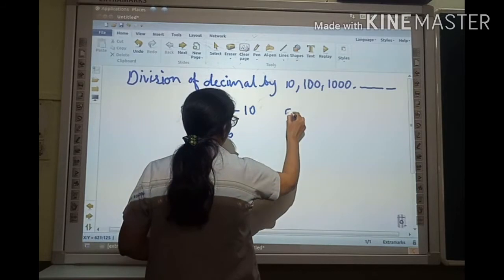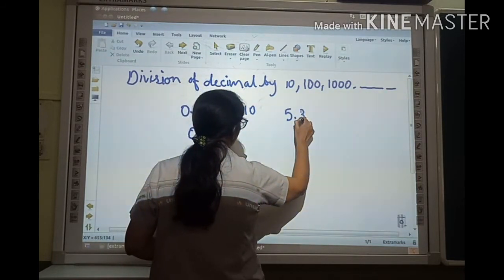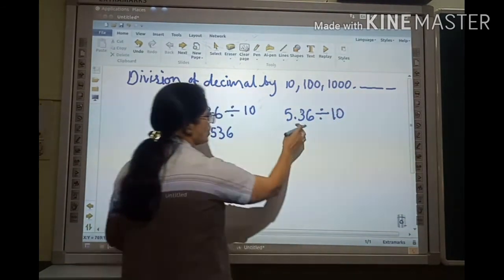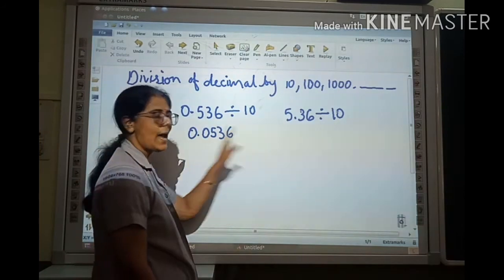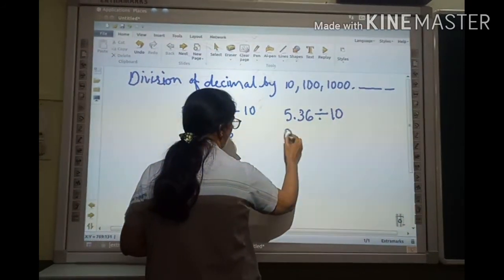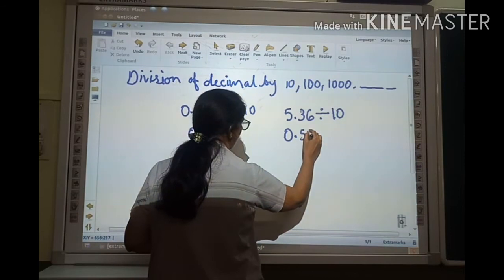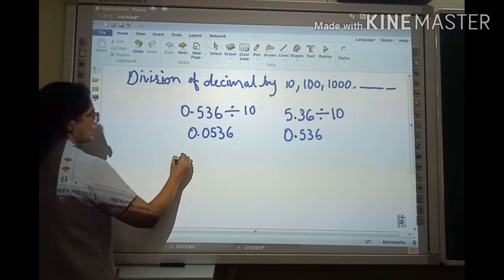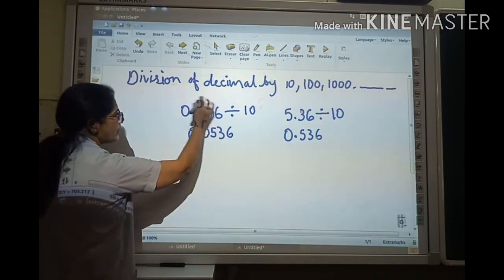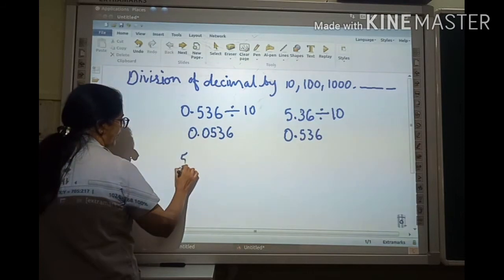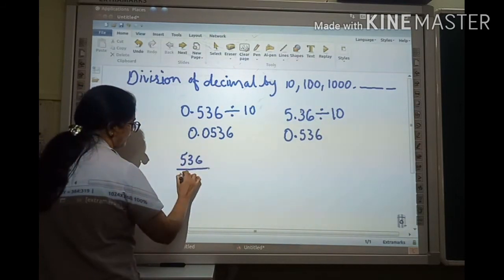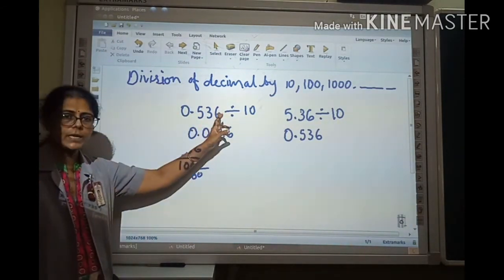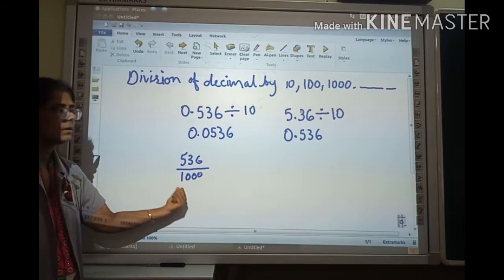Suppose 5.36 divided by 10. So here also I have to move the decimal to the left side one digit. So what will be my answer? 0.536. Now that how you are getting that I will explain you here. Suppose this number if I convert into the fraction, 536 upon 1000. Why upon 1000? Because after the decimal there are 3 digits, right? So here we have to place 1000.